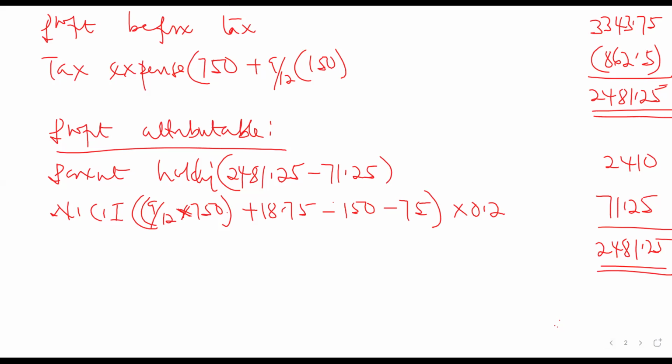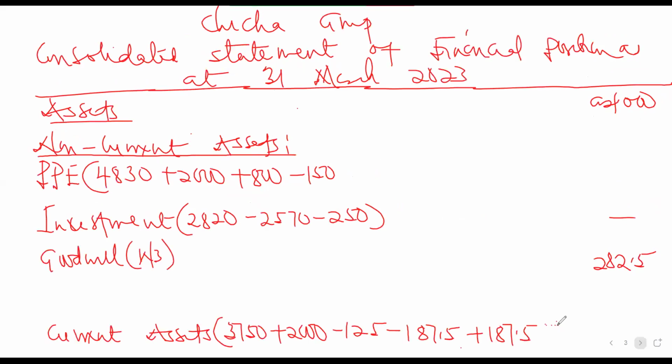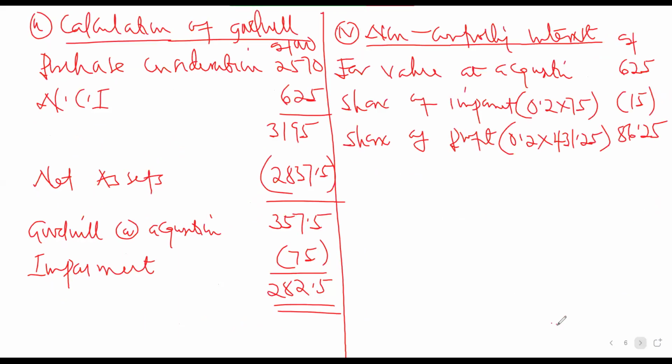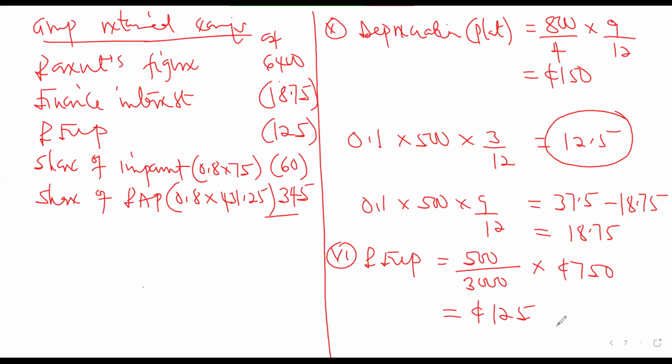This one too, they say none of the entities has paid a dividend. So the parent retained earnings should be the same as 2410. Okay, let's check that. They say none of these companies has paid a dividend, so nothing is going to be affecting their figures there. So the group retained earnings should be the same as, so let's total the NCI: 625 minus 15 plus 86.25. So 696.25.